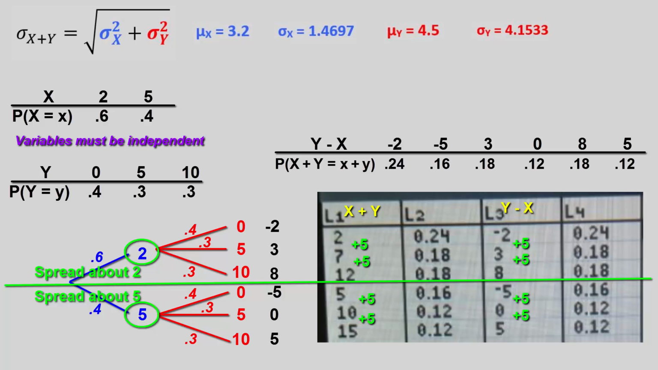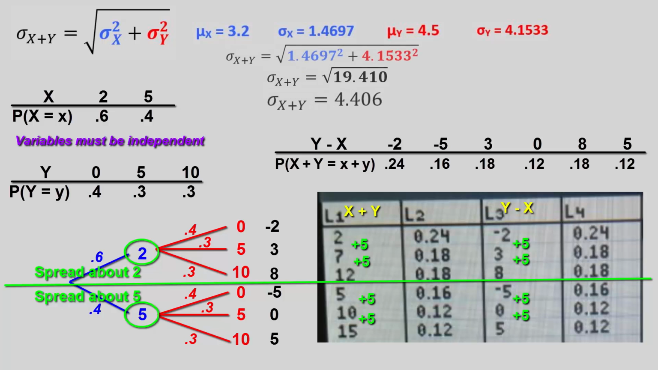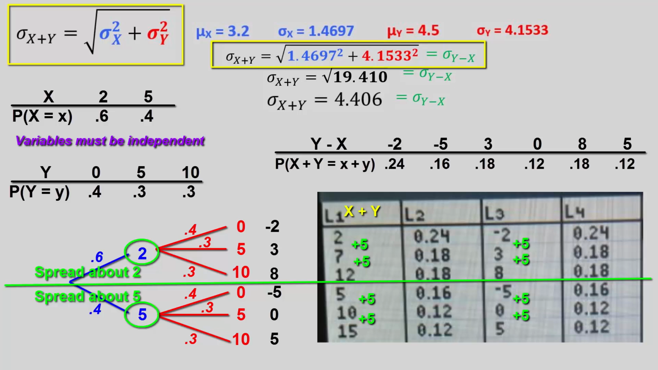Means describe center, average. It very much matters whether we're adding or subtracting. But variance and standard deviation describe spread contributed by each value. This spread is present whether adding or subtracting. So remember, always find standard deviation by taking the square root of the sum of the variances, and only trust this if the random variables are independent.